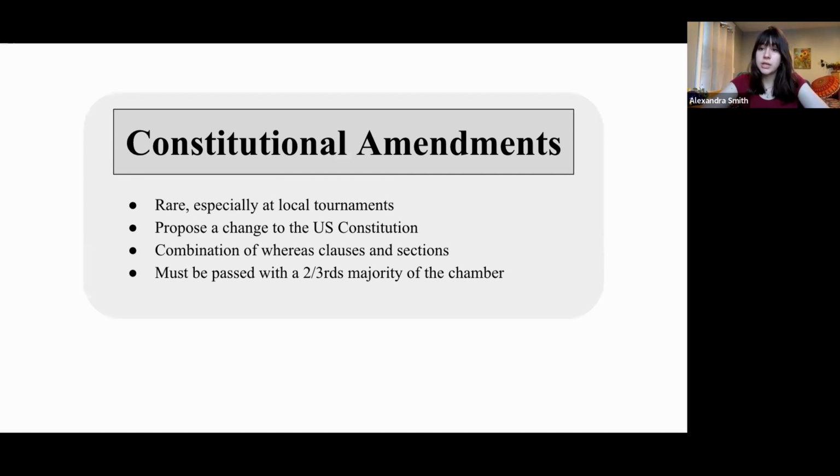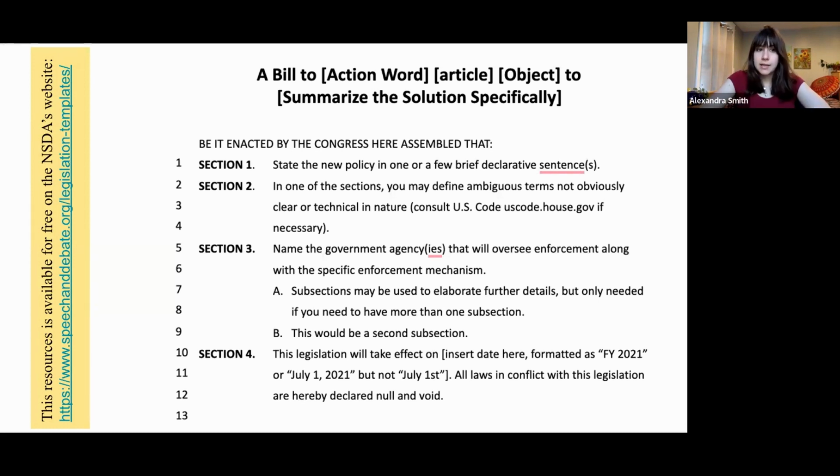Constitutional amendments are a change to the Constitution. This can be an introduction of a clause or an altering of one that already exists. And remember, it needs to be passed by 2/3 of the Congress assembled, not with a simple majority like a bill or resolution.